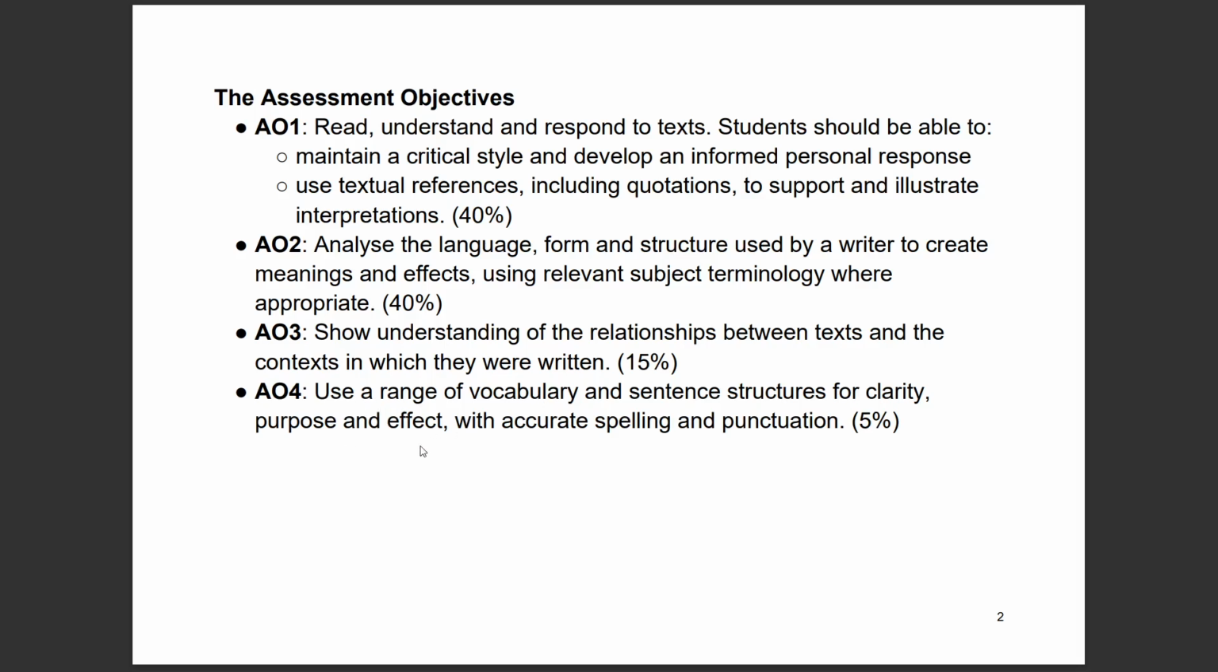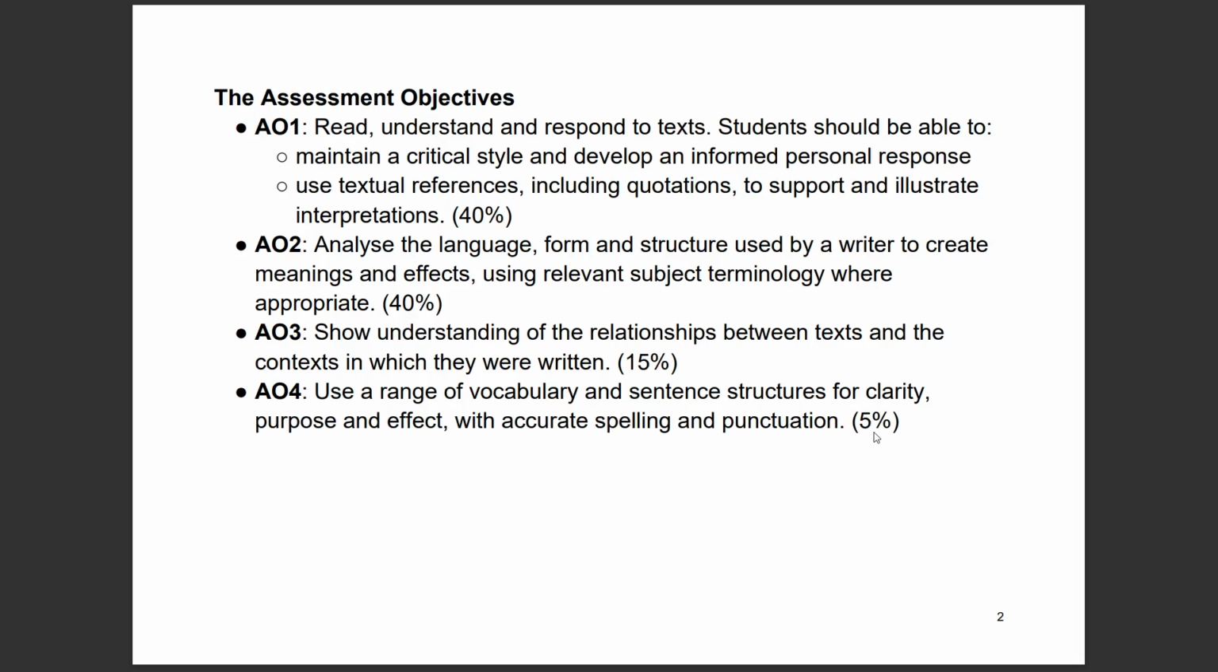And then AO4, use a range of vocabulary and sentence structures for clarity, purpose, and effect with accurate spelling and punctuation. So that's a long roundabout way of saying basically grammar and punctuation and vocabulary. Okay. So try and use a range of vocabulary, but be careful. Don't throw in fancy words for the sake of it. Okay. Again, it really needs to be relevant. Sentence structures, so using long and short sentences, and spelling, punctuation, and grammar. Okay, so basically, this is grammar and punctuation and vocabulary.